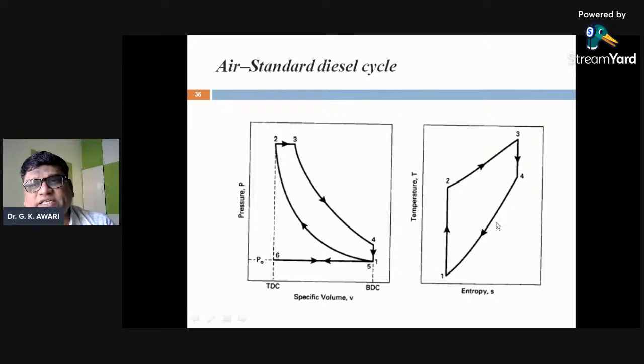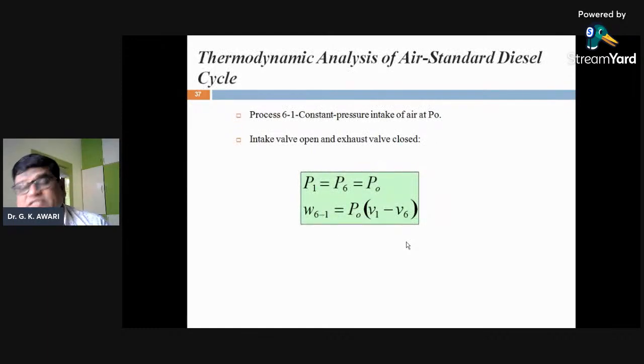4 to 1 is an expansion. 2 to 3 is basically the compression, here heat addition. Then 3 to 4, it is isentropic expansion. And 4 to 1, the exhaust removal process which is going on in the diesel cycle. So by looking at the air standard cycle, you can easily identify the differences in the Otto cycle and diesel cycle, and the major changes in the construction of the engine cylinder and the engine.